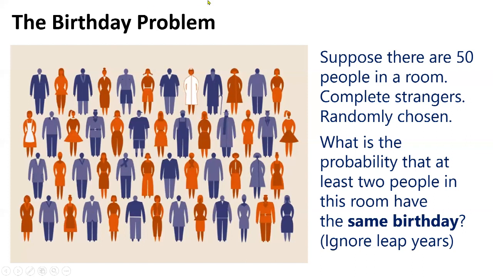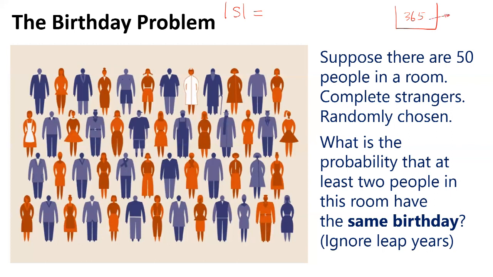All right, any ideas? How do you calculate this probability? Okay, so the first question we need to ask is, how many different sample points are in the sample space? What is the sample space? The sample space is to pick birthdays. So how many different birthdays are in a year? There are 365 days, right? So there are 365 different birthdays in a year.